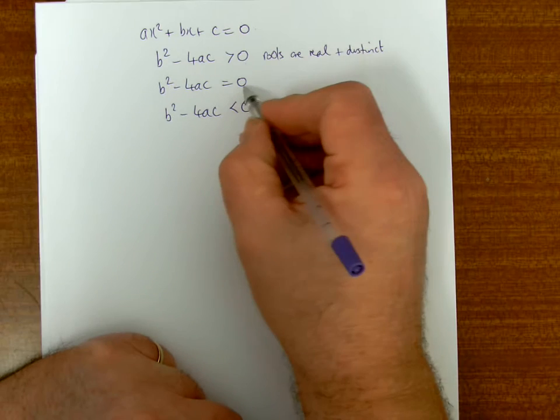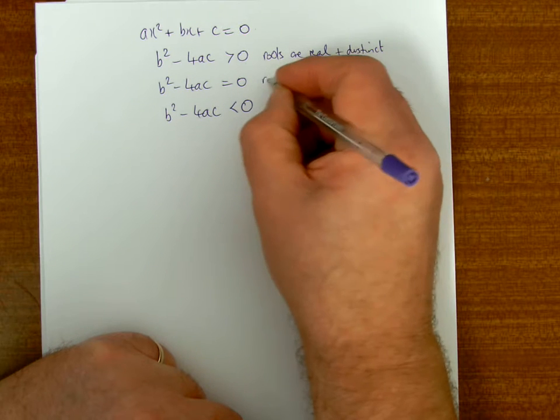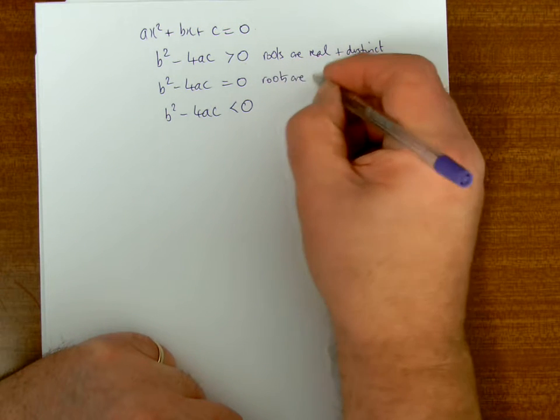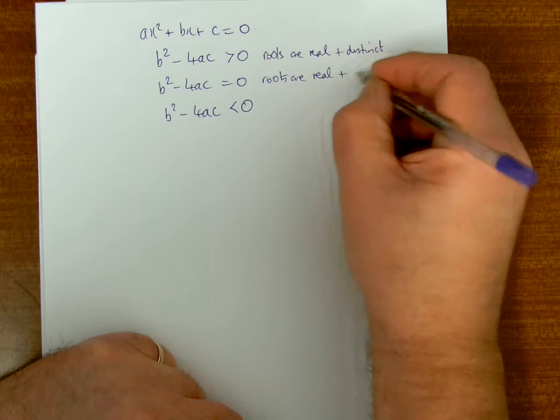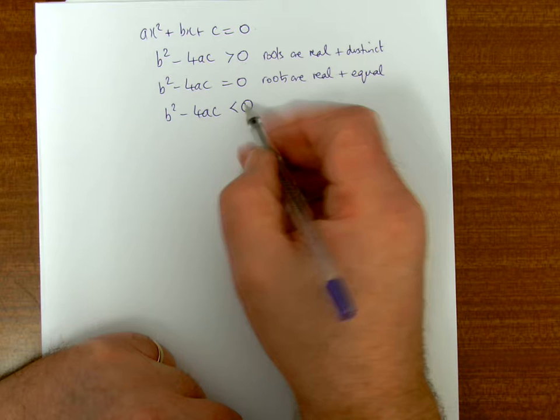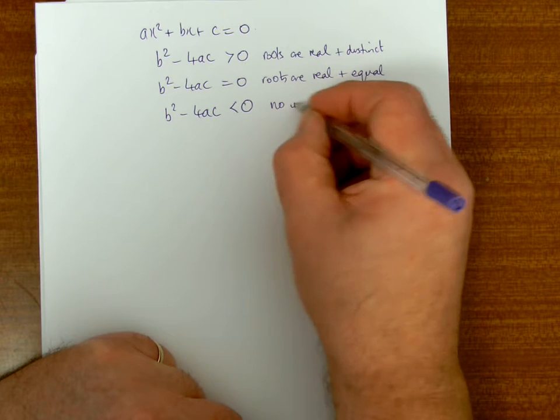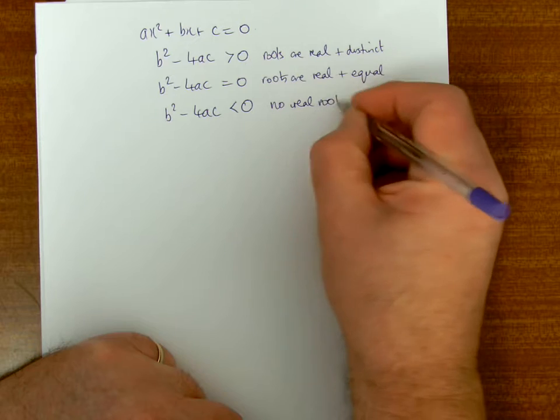If b² − 4ac equals naught, it means I have the same root twice, so I write that as roots are real and equal. And if b² − 4ac is less than naught, if it's negative, I can't find the square root, so there are no real roots.